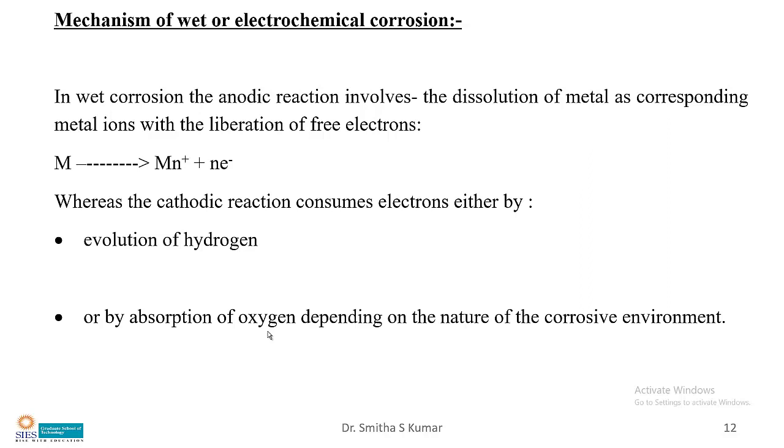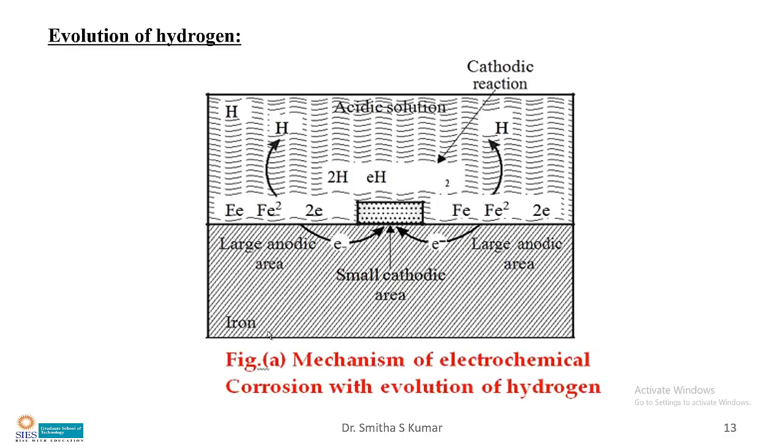In wet corrosion, we will be considering the example of rusting of iron in neutral aqueous solution of electrolyte in the presence of oxygen, or in acidic environment with the evolution of hydrogen. Let's move on to the first one, that is evolution of hydrogen. This corrosion occurs usually in the acidic environment.